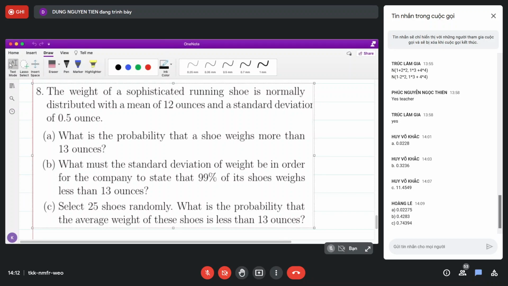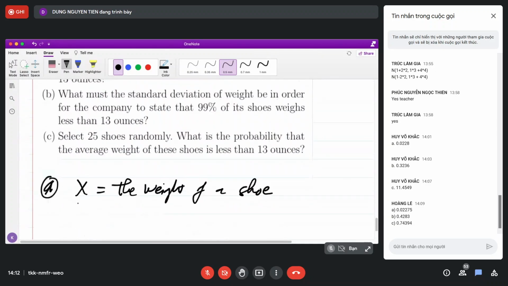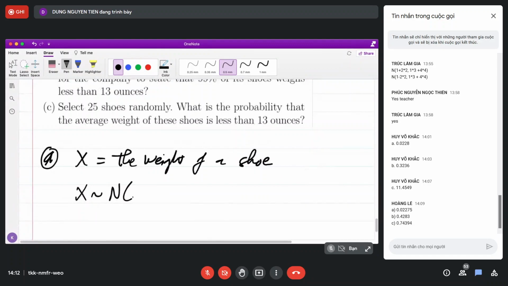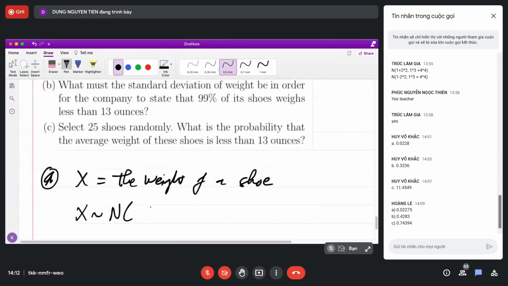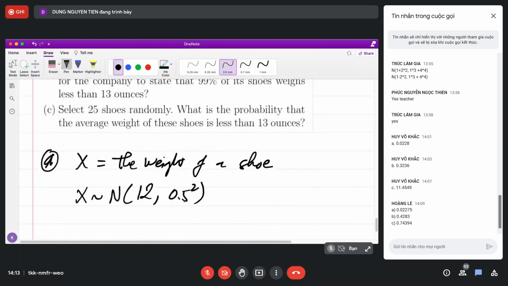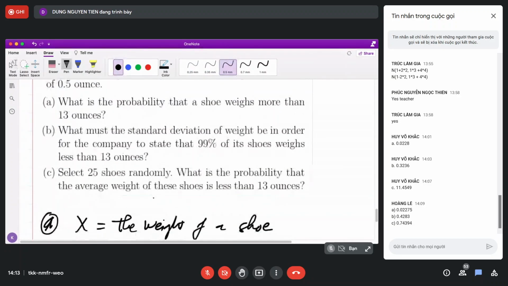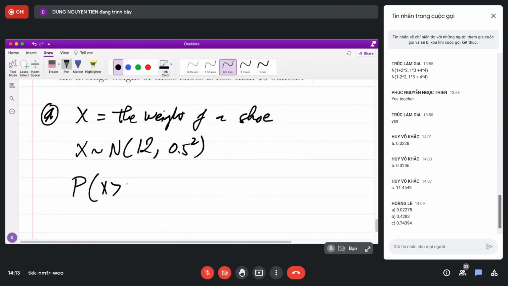Okay, let's give it a try. For the first question A, you want to deal with the weight of a shoe. So suppose that X is the weight of a shoe. Then X follows a normal distribution with a mean 12 and the standard deviation 0.5. And then you want to find the probability that the weight is more than 13. So X is more than 13.